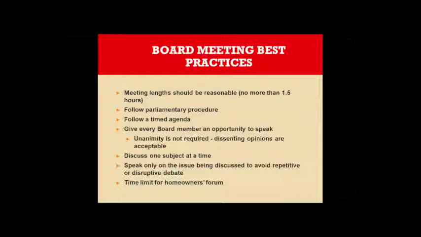You need to have some semblance of following parliamentary procedure. Robert's Rules of Order is not binding unless it's incorporated in the bylaws, but there still should be a parliamentary procedure that the board adopts. Otherwise, there's a little bit of chaos when you're trying to discuss. There's no process. There should be an agenda, and there should be approximate times associated with it, and every board member has an opportunity to speak. There should also be, as a good practice, a time limit for a homeowners forum.